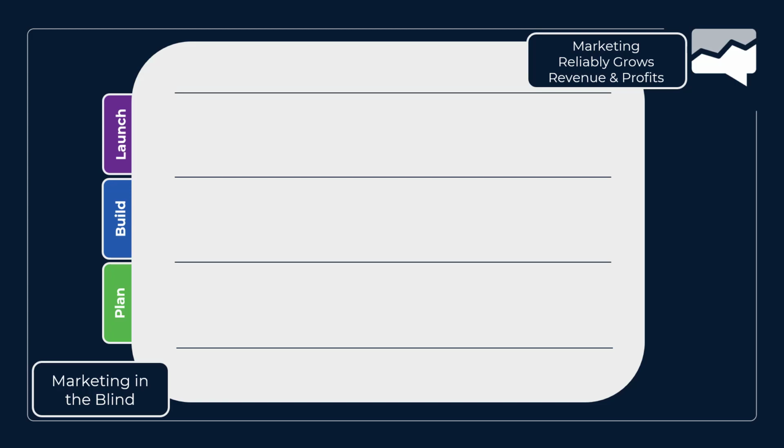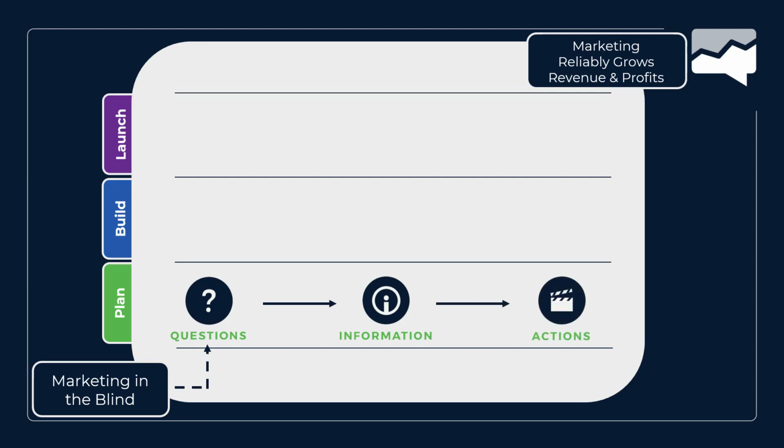You want to know how to get out of this chaos system and be able to know what button to push, what lever to pull in order to grow your revenue. And you start with your plan, then you go on to build, then you go on to launch. And to do the plan, you have questions, information, and actions. You need to know what questions to ask, information you need to answer those questions, and the actions you're going to take. Key point here is if you can't take action, you need to circle back to those questions and make sure you're asking the right questions.